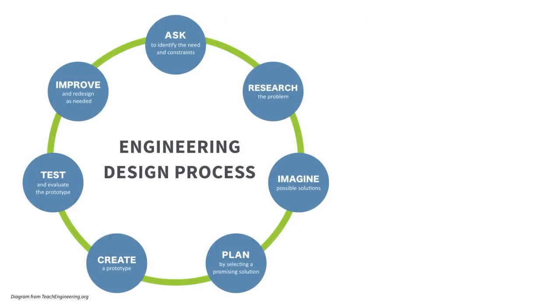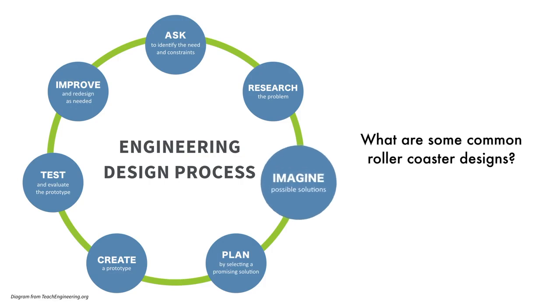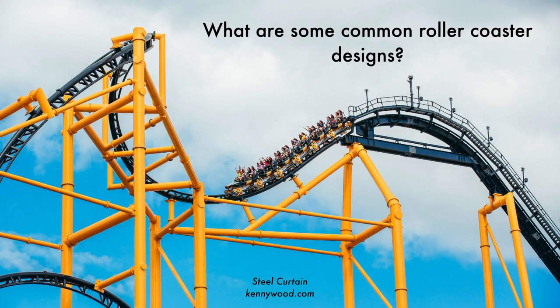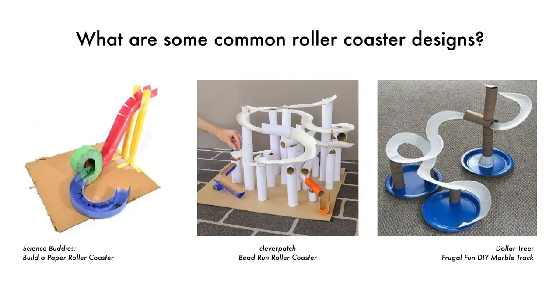Now that we know a little bit more about how roller coasters work, our next step is to imagine some possible solutions to our problem. In this case, it might be useful to look at some different roller coaster designs for inspiration. You may want to draw inspiration from real roller coasters, like the Steel Curtain at Kennywood, or look into designs that others have made using household materials.